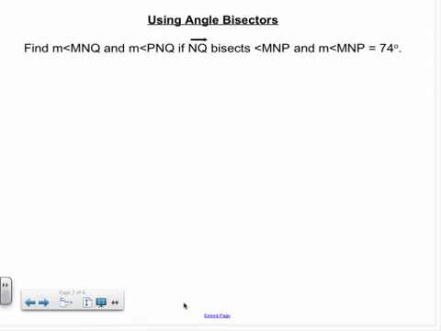In this first problem, we're asked to find the measure of angle MNQ and the measure of angle PNQ if ray NQ bisects angle MNP and the measure of angle MNP is 74 degrees. Just looking at that, this problem seems pretty confusing. One great strategy for solving geometry problems like this is to draw a picture. So we're going to start by sketching the big angle that they talk about in this problem, angle MNP. So N is my vertex, and then it also says that I have ray NQ bisecting that angle. So in about the middle of this angle, I need to sketch ray NQ.